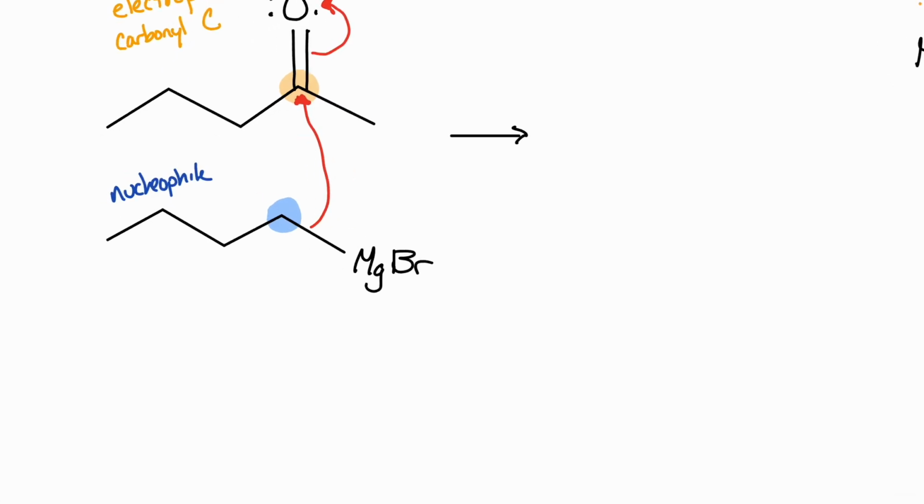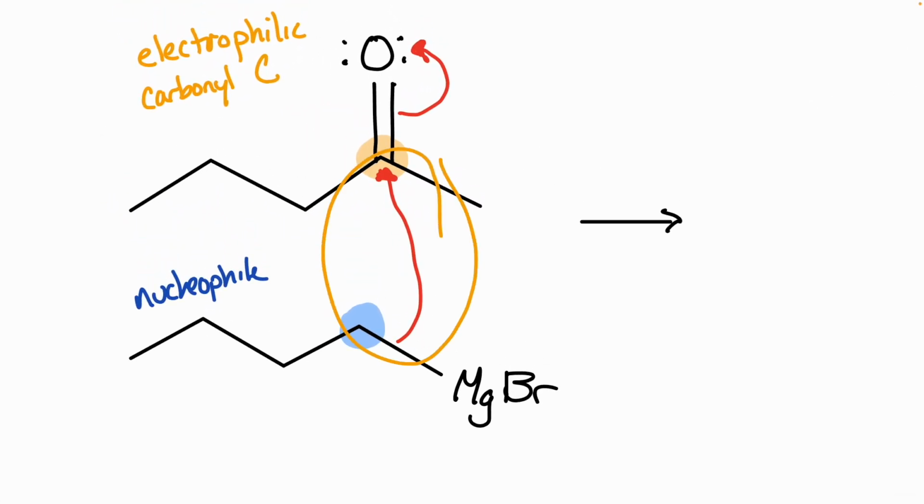I guess to be clear, this arrow right here is what? Bond breaking, bond formation. We're making a new bond between that carbonyl carbon and, I guess we're breaking this bond as well, but importantly, we're making a new bond between those two carbon atoms.